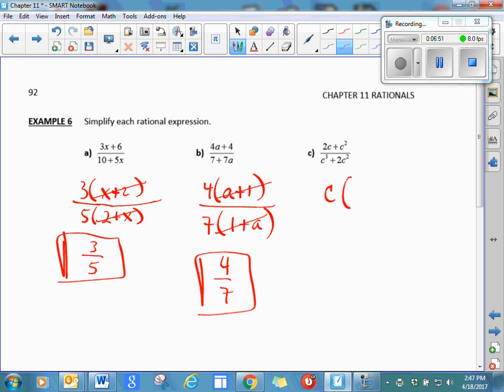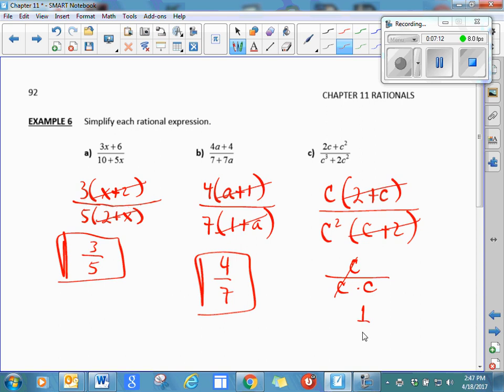C is the GCF in the numerator. 2 plus c. C squared is the GCF, and you have c plus 2. You notice those cancel, but we can do one more step with this one because this is c in the numerator and c times c in the denominator. Cancel, we've got the ghostly 1 in the numerator, and there's our final answer.